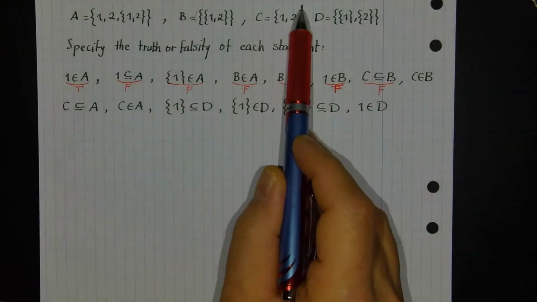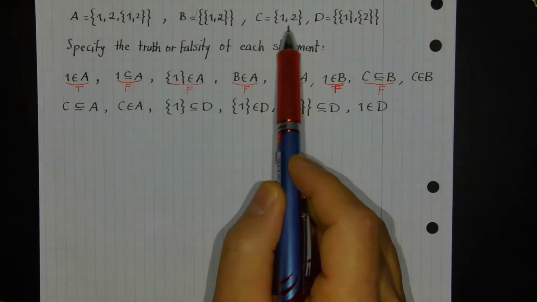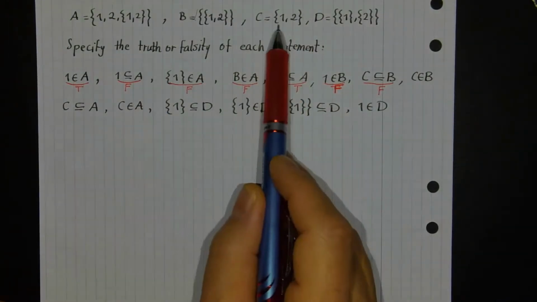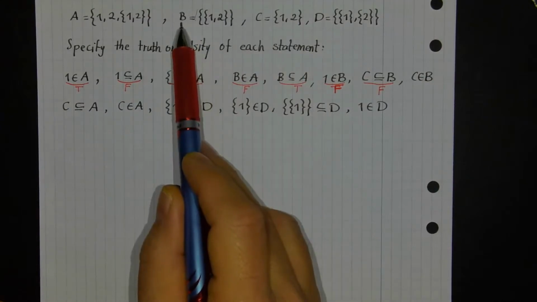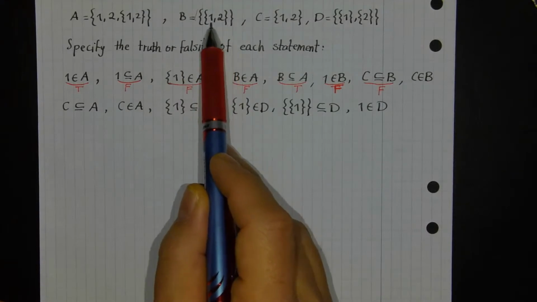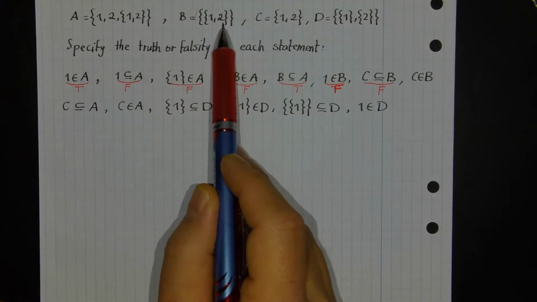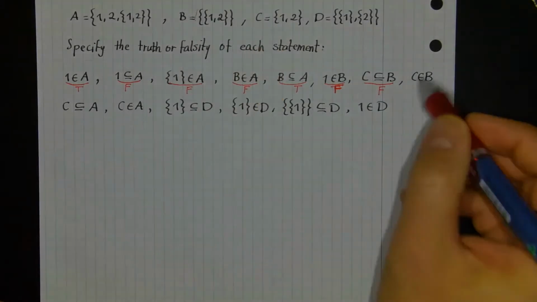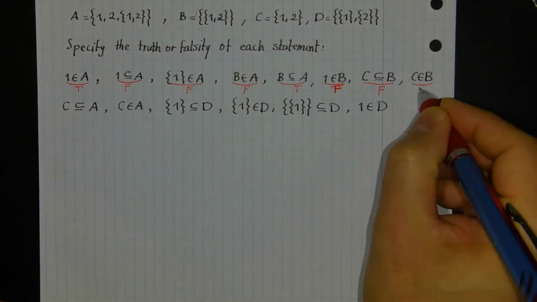But C belongs to B. C itself is this package, curly brackets 1 and 2. Does this belong to the set B? Yes, because B contains exactly one element, and that element is curly brackets 1 and 2, curly brackets closed, which is exactly C. So this is true.